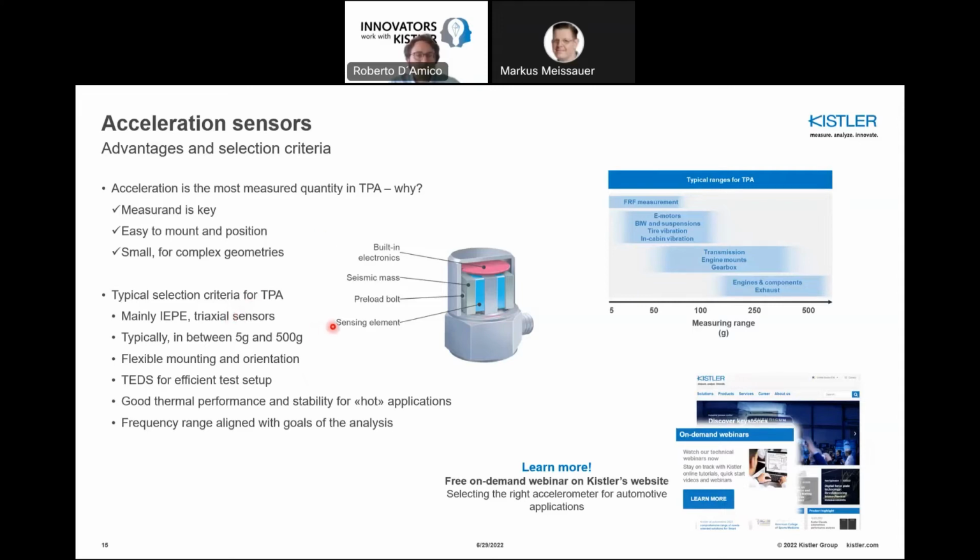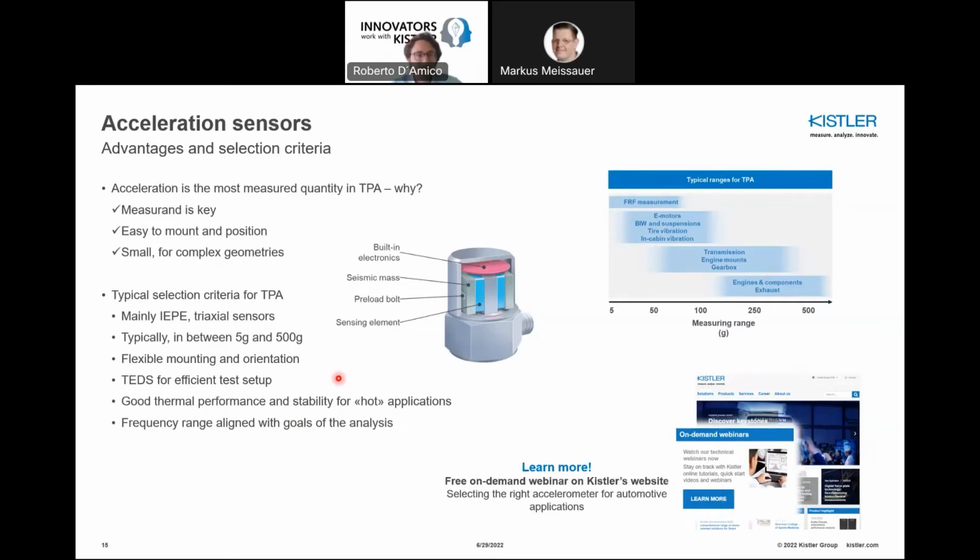And how to select a sensor for transfer path analysis? Well, here we're mainly talking about IEPE sensors, so sensors with integrated electronics, and triaxial sensors to maximize the information you can get from them. Typically, the ranges go between 5 and 500 Gs. Here you find a table which can guide you through the choice depending on your application for TPA. So this has been done just for TPA applications. Of course, if you're measuring an FRF, you might want to go lower in G range. If you're measuring on an engine, you might need to go higher in G range.